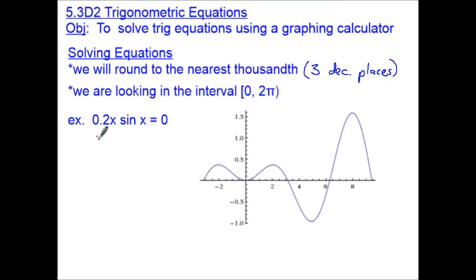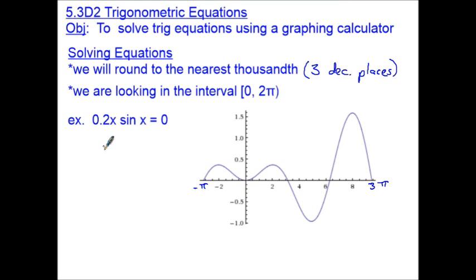My equation is 0.2x times sine of x equals 0. Here's a graph that I've done, and in case it's not real obvious, basically I went from negative pi to positive 3 pi. Because my interval is 0 to 2 pi, I went one further pi in either direction, so that I had plenty of room to work with and not run into the edge of my graph and cause problems that way, because sometimes that happens.